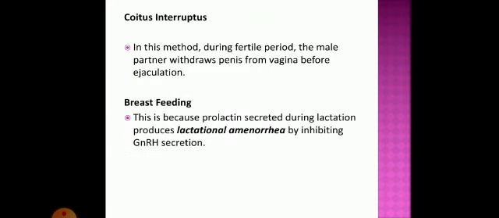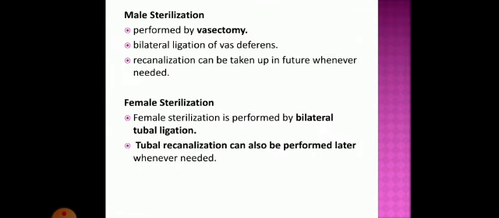So the next method which comes under the other methods is coitus interruptus. In this method, during the fertile period, the male partner withdraws the penis from the vagina before the ejaculation. So what happens is sperm is not deposited in the female genital tract in the fertile period. Next category is breastfeeding. So basically, as long as the mother continues to nurse the baby with breastfeeding, ovulation does not occur. This is because prolactin secreted during lactation produces lactational amenorrhea by inhibiting the secretion of gonadotropin releasing hormone.